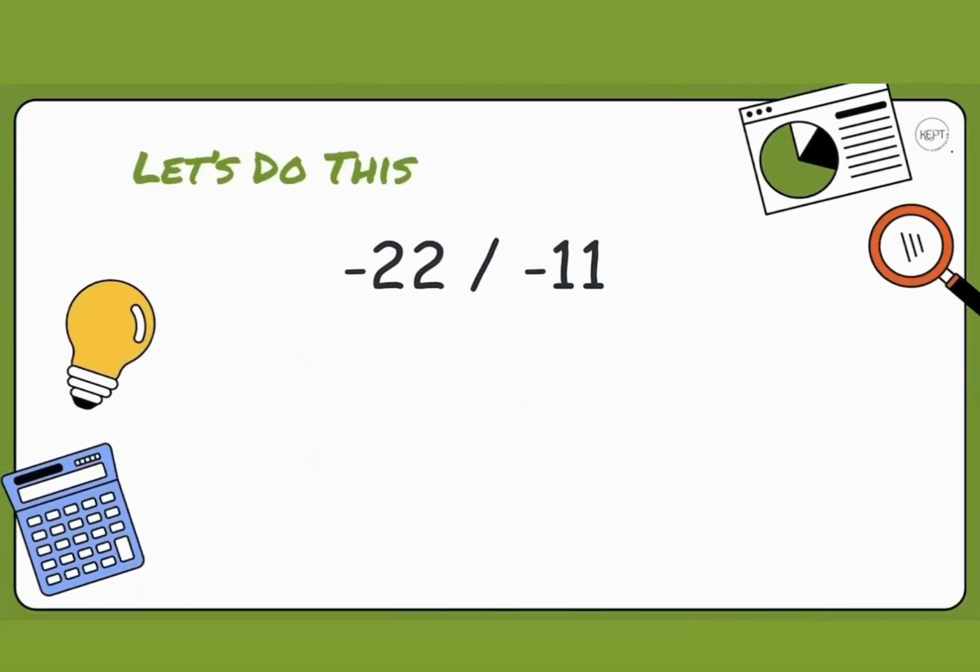Next, we have a negative number divided by a negative number. This one should give us a positive answer because same signs give us positive. But how do we draw this out?